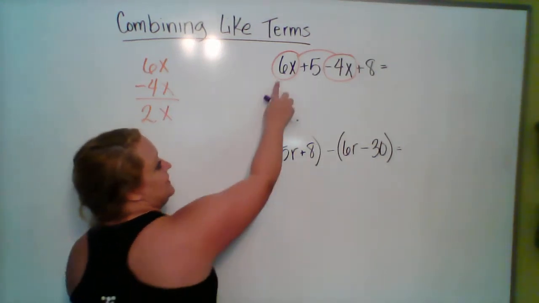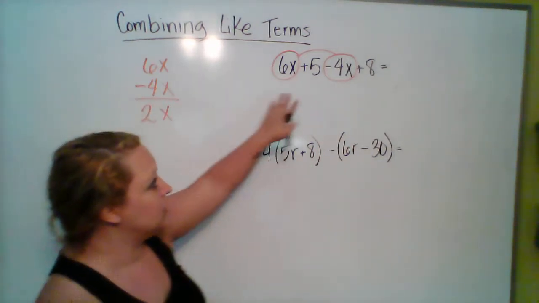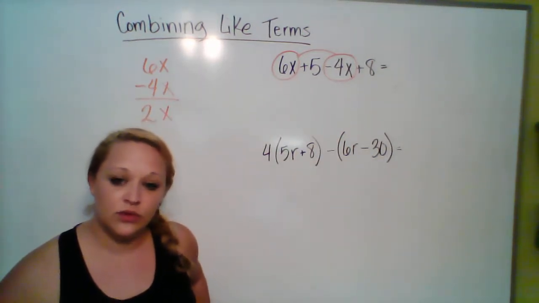6 and 4. I did that. I did the 6 minus the 4. So what's next? What has not been circled yet? 5 and 8. That's right.